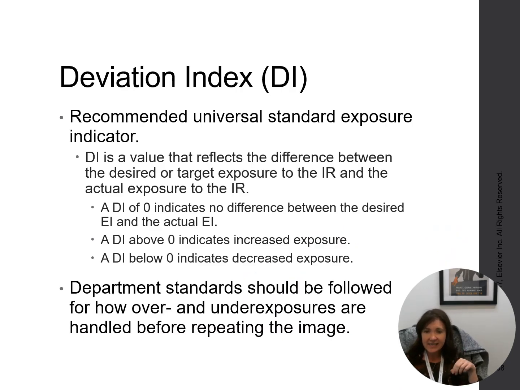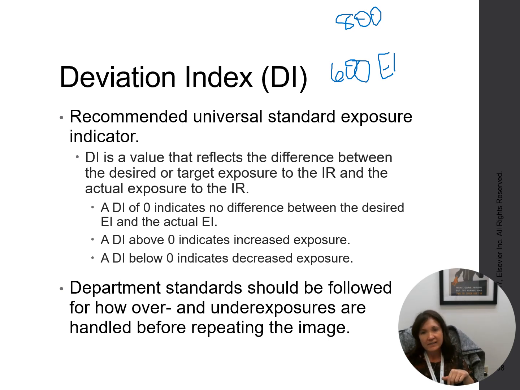Deviation index, like I said, exposure index is telling you if my exposure target is 800 and you got 600, that was your exposure index. It shows me, hey, my exposure was a little bit low. Deviation index is basically saying, not that it's a little bit low, hey, you're 200 low. You're deviated from the target by about 200. Okay, so a deviation index of 0 would indicate that it's perfect. You got 800, you're right on the target. Anything above that means I'm overexposed. Anything below that means I'm underexposed.